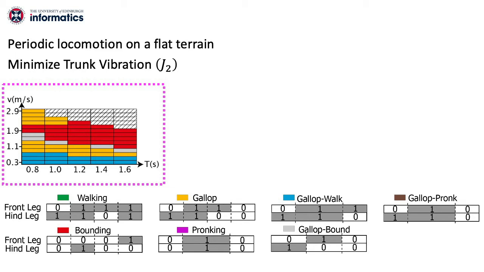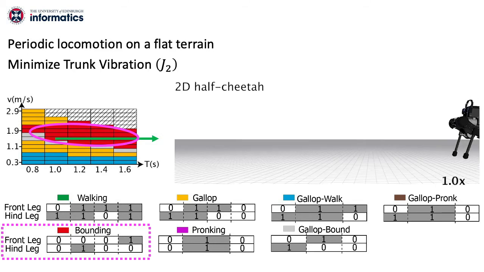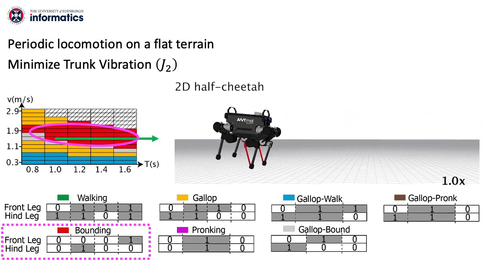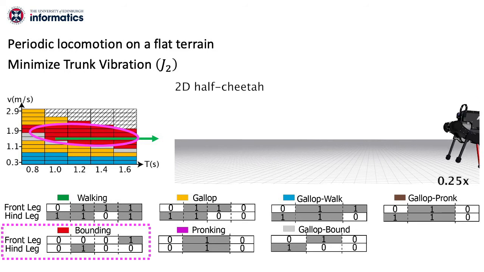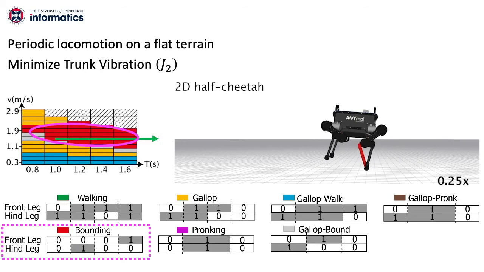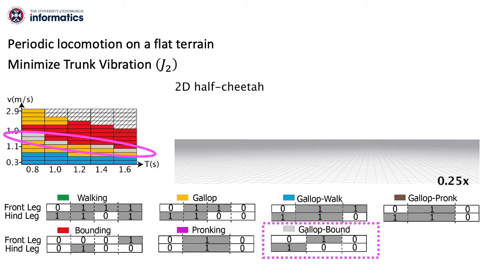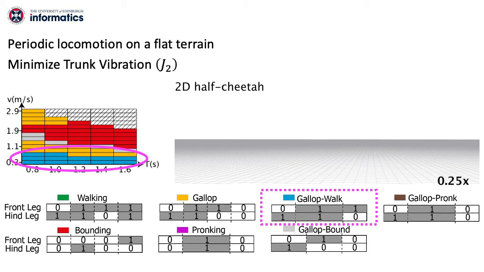However, the distribution of the gait regions becomes significantly different. For medium velocities and across the entire cycle duration range, the bounding gait is preferred, as shown in the video. Also, we can observe an increase of the gallop-bound gait region during the transition from gallop gait to bounding gait. Additionally, the gallop-walk gait becomes prevalent at the low-speed regime.